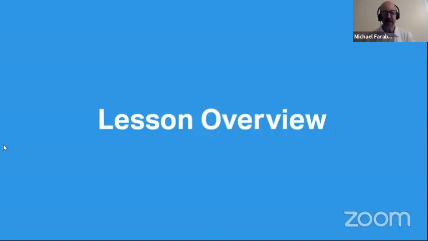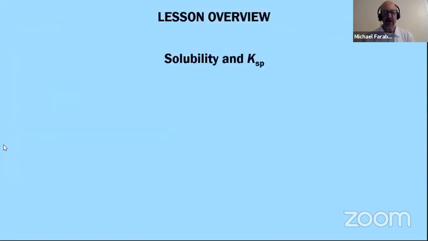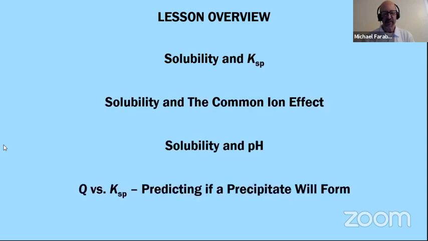In today's lesson, we will wrap up Unit 7, and we're focusing on solubility equilibria. I will talk about solubility and KSP, which is the solubility product, the equilibrium constant. We'll talk about the common ion effect and how solubility is related to pH, as well as how we can use a comparison of Q versus K for KSP to predict if a precipitate will form.